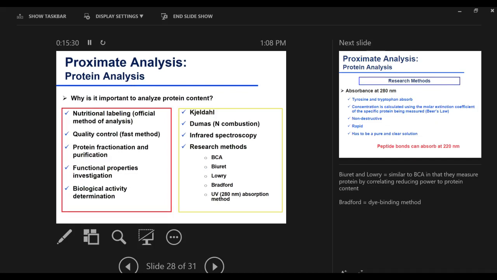So just to recap a little bit before we go on and talk about UV. We talked about Dumas and Kjeldahl, IR, and then under the research methods, we just talked about BCA and Bradford. In the book, it also talks about the Biuret and Lowry methods, which are also methods that work based on the reducing capabilities, similar to BCA. So again, it's about what you have in hand, what you make up, what you commonly buy. The last method we're going to talk about is UV.